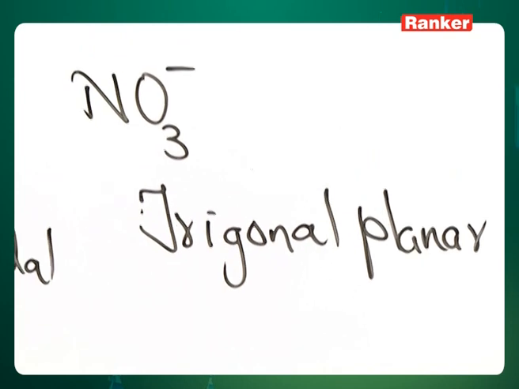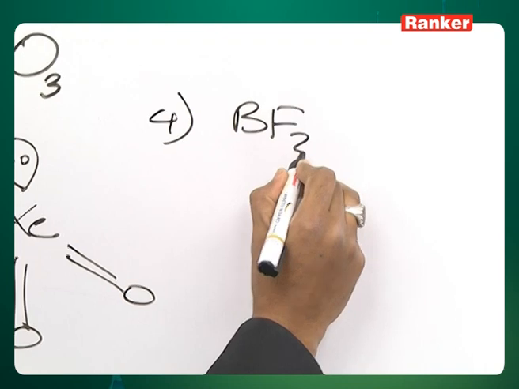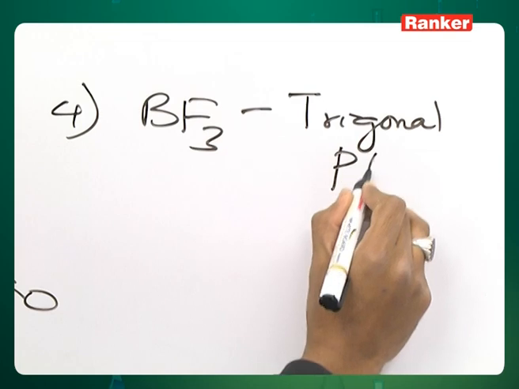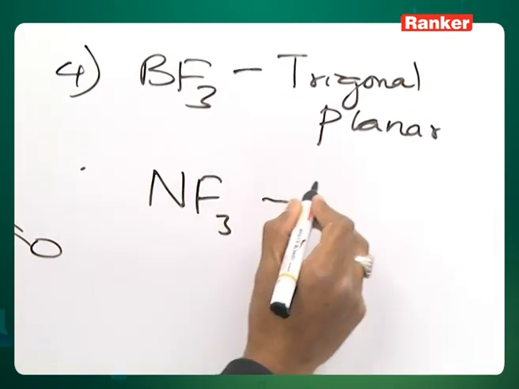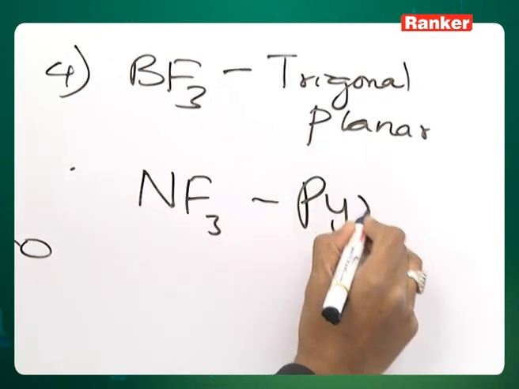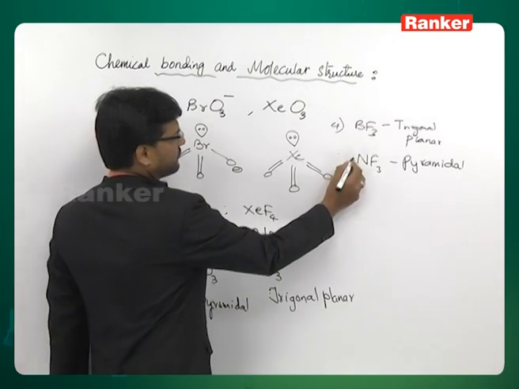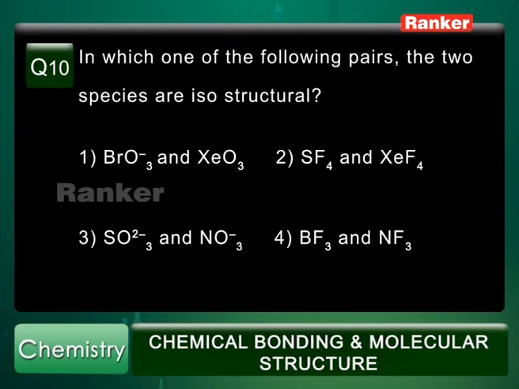And about the fourth option, BF3 and NF3, BF3 is trigonal planar and NF3 is pyramidal. So, they are not isostructural. What makes NF3 pyramidal is the presence of a lone pair on nitrogen. You do not have a lone pair on boron. So, the correct answer is option 1, that is bromate and xenon trioxide both have the same structure, they are isostructural, both are pyramidal.